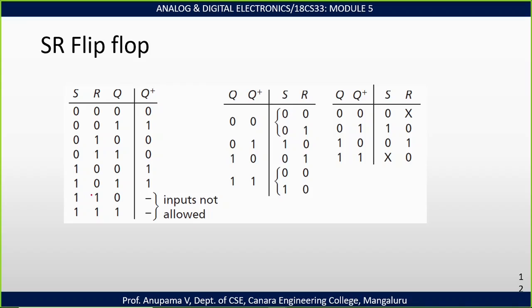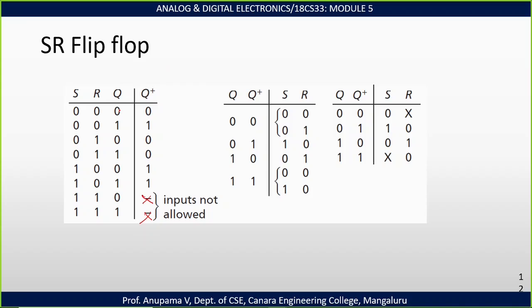If the input for S and R is 1 and 1, then it is forbidden state, or these inputs are not allowed. So the output will be don't care condition. Now we have to write the output in terms of input, that is called excitation table.